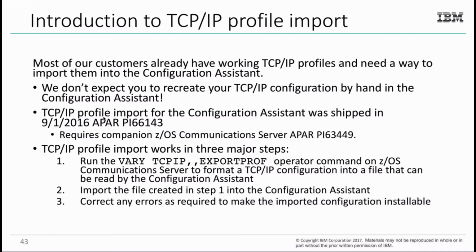But it's important to know that it requires a companion APAR from Communications Server. It requires PI63449 from Communications Server. Because there's 3 steps to import. The first thing you have to do is run a vary command on the z/OS Communications Server, and that will output the TCP/IP configuration in a form that's readable by Configuration Assistant. And then you take the file that was created in that step and import it into the Configuration Assistant. And then 3, you fix the errors, because there will be errors.